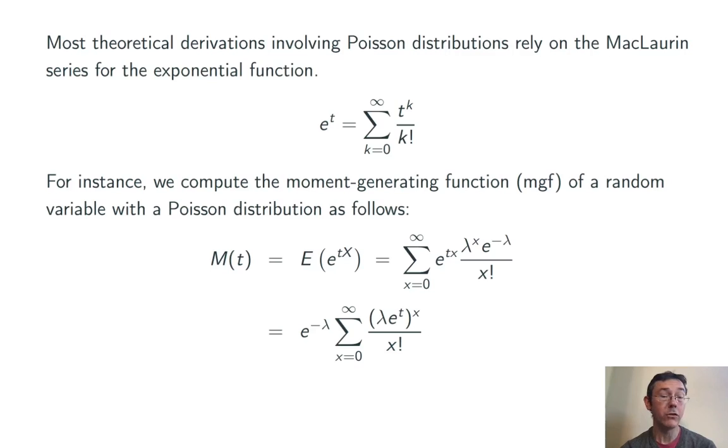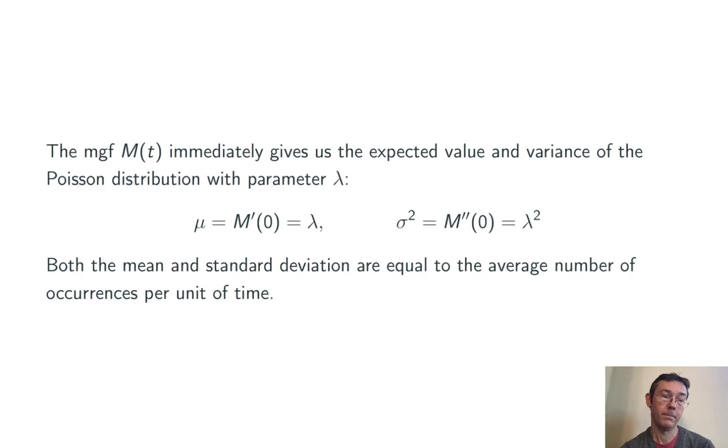Since this is a summation over x, we can factor out the term that just has lambda in it, e^(-λ). And then notice that the thing in parentheses there can be treated as a variable. We can use that formula for the Maclaurin series at the top of this slide to simplify that entire summation down to e^(λe^t). Rewriting this slightly, we get the traditional form for the MGF of a random variable with a Poisson distribution: e^(λ(e^t − 1)).